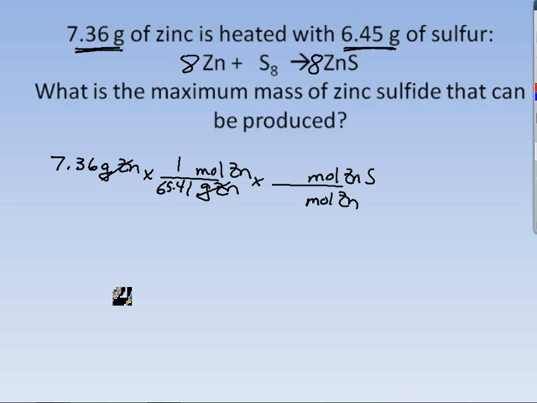Mole to mole ratio, where do the numbers come from? That looks like a balanced equation problem as well. So there you go, 8 to 8 in this case. Go ahead and do the same thing for our sulfur, 6.45 grams of sulfur.